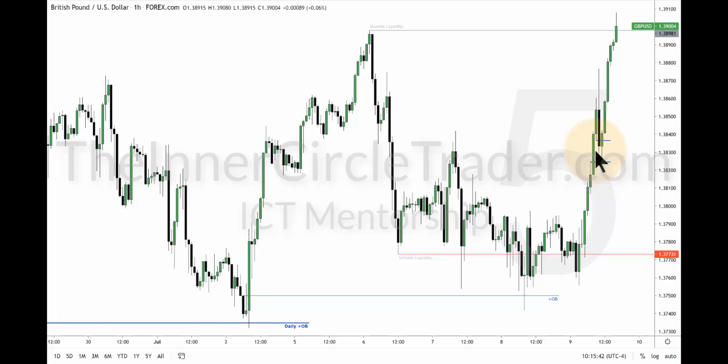A BISI, which is a buy side imbalance, sell side inefficiency, or a SIBI, sell side imbalance, buy side inefficiency, they are both by classification an imbalance in price. So by definition, it is a fair value gap. That is further divided into what type of gap. Is it a buy side or sell side gap? So SIBI and BISI are just classifications of a fair value gap, which is by nature an imbalance.